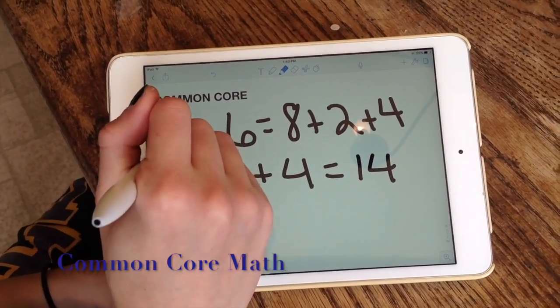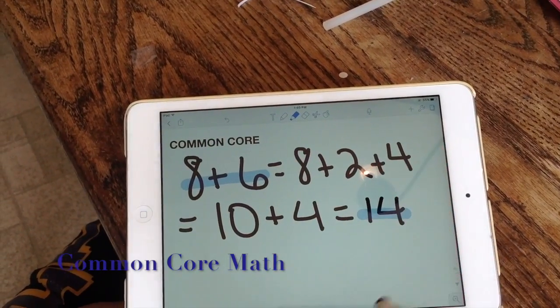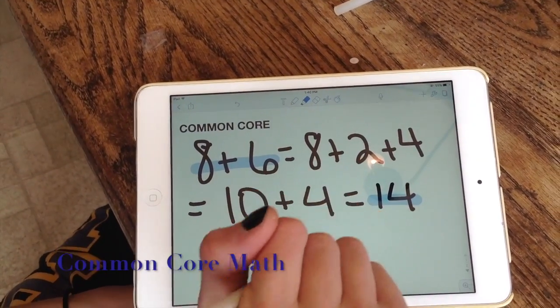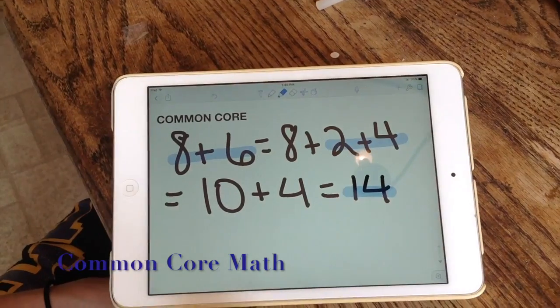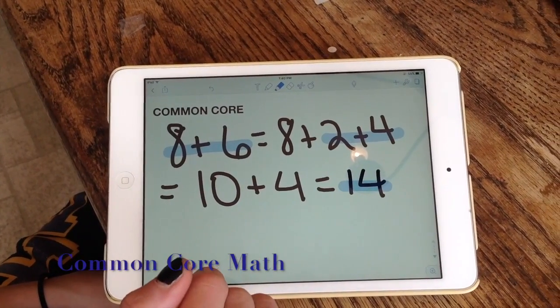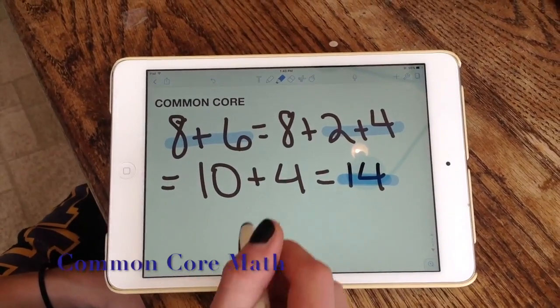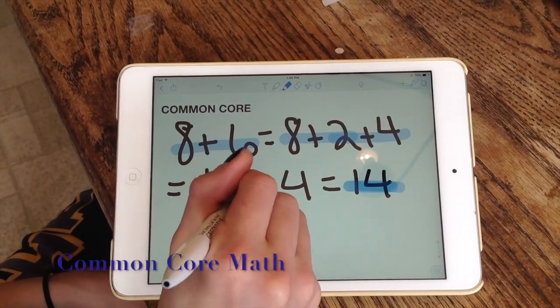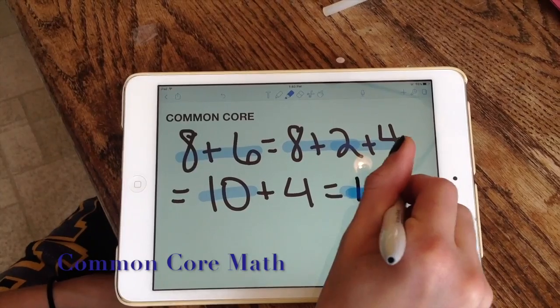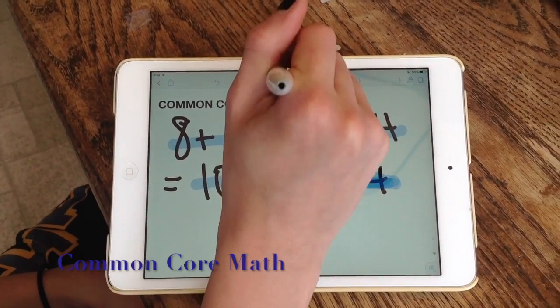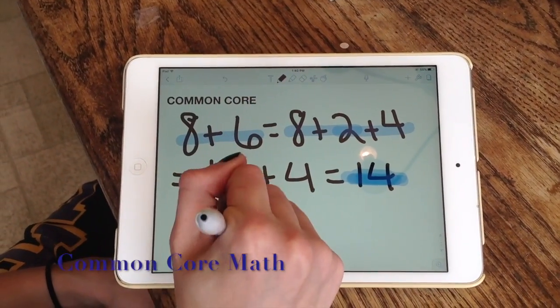As you can see, 8 plus 6 equals 14. If you break 6 down into 2 plus 4, you will see that 2 plus 4 plus 8 also equals 14. This shows that 8 plus 2 equals 10, plus 4 equals 14. So all of those come to the total of 14.